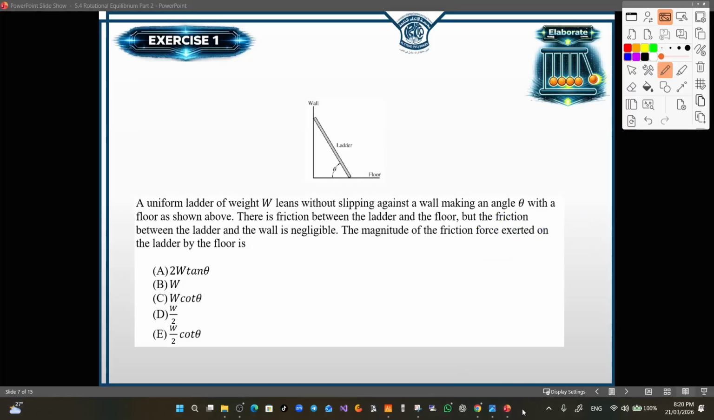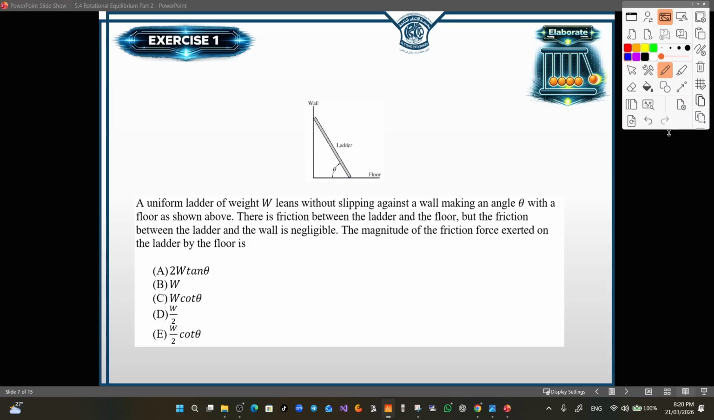Now exercise 1. A uniform ladder of weight W leans without slipping against a wall, making an angle theta with the floor as shown above. There is a friction between the ladder and the floor, so there is a friction here. But the friction between the ladder and the wall is negligible, no friction here.